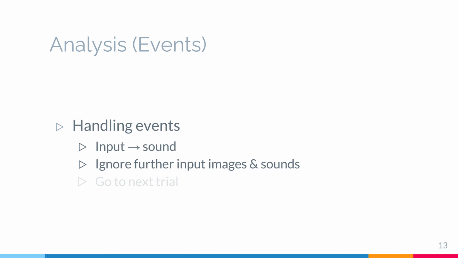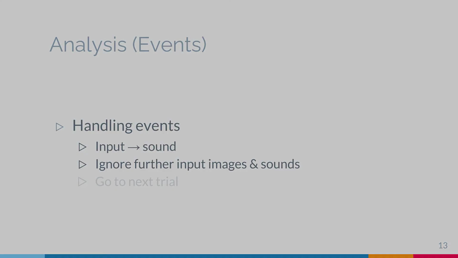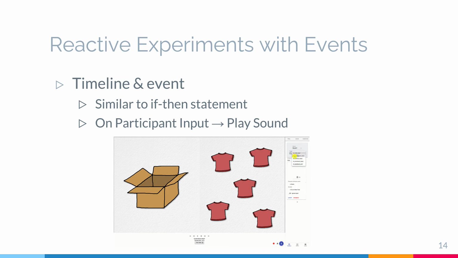Now we're moving on to advanced features. Experimaker allows you to add different events depending on participants' actions. The timeline and event system replaces manual coding. The timeline on participant input acts like an if statement. The event play sound acts like a then statement. The result is that if the experiment receives input from the participant, then it plays a sound.